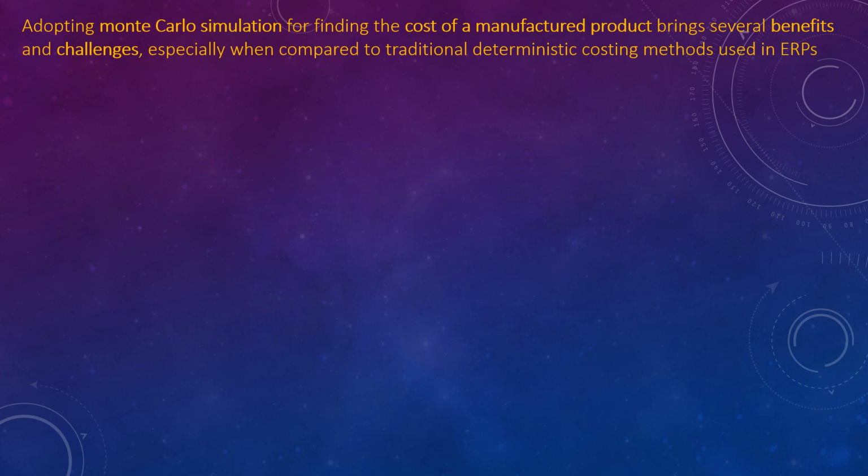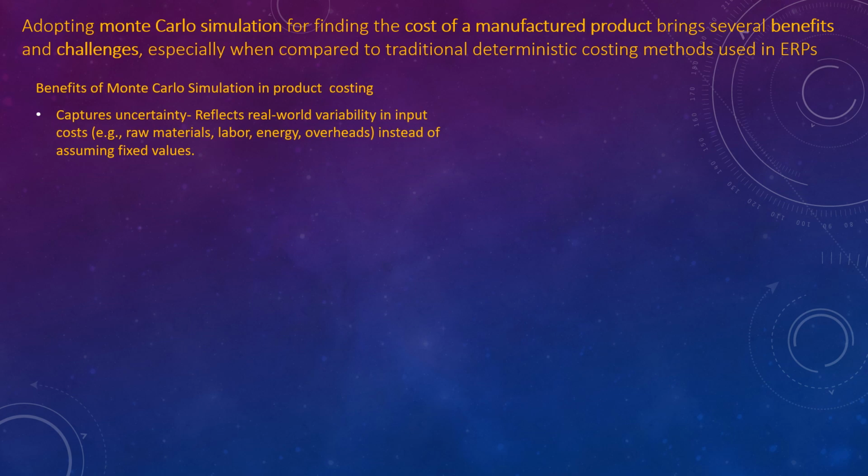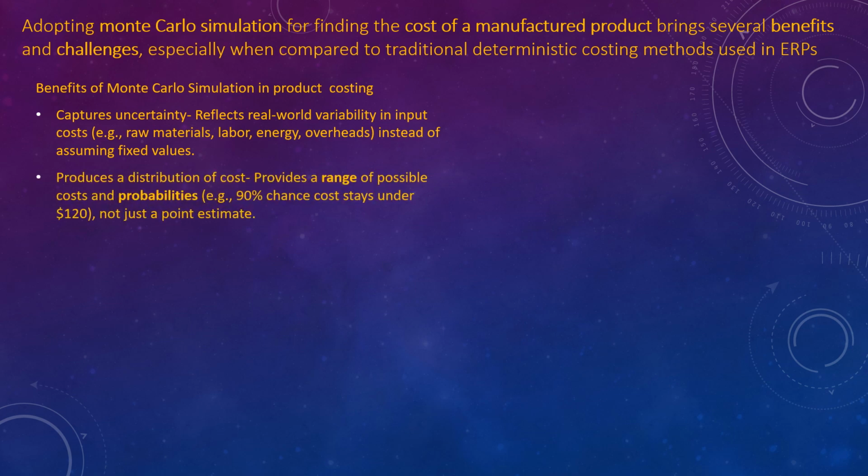Adapting Monte Carlo simulation for finding the cost of a manufactured product brings several benefits and challenges, especially when compared to traditional deterministic costing methods used in ERPs. Benefits of Monte Carlo simulation in product costing: captures uncertainty, reflects real-world variability in input cost, for example raw materials, labor, energy, overheads, instead of assuming fixed values.